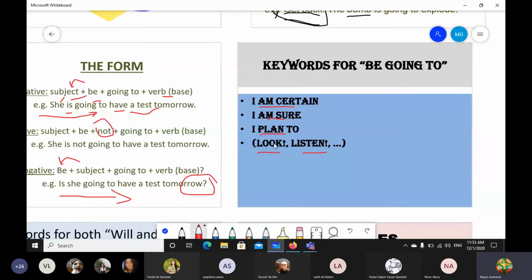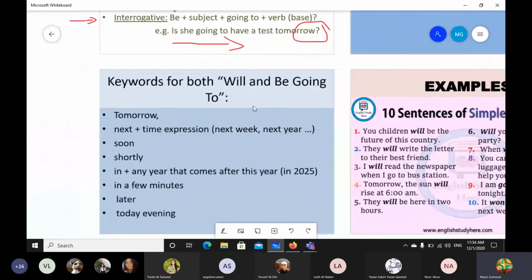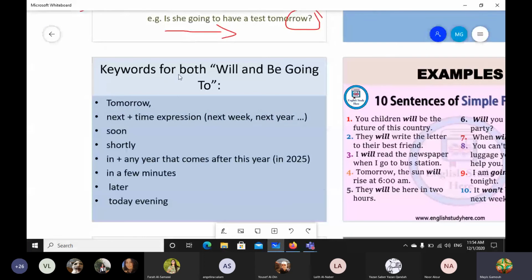So these are the keywords. Also, you guys have to memorize them in order to use them with the term be going to. I told you yesterday that we also have keywords for both will and be going to. And these keywords are regarding something called time expressions. In order to know that we are talking about a time in the future, we use these keywords. Let's look at them. Tomorrow. Next plus the time expression, such as when I told you next week I will be 33. So next week, next year, next month, etc. And the word soon means shortly.